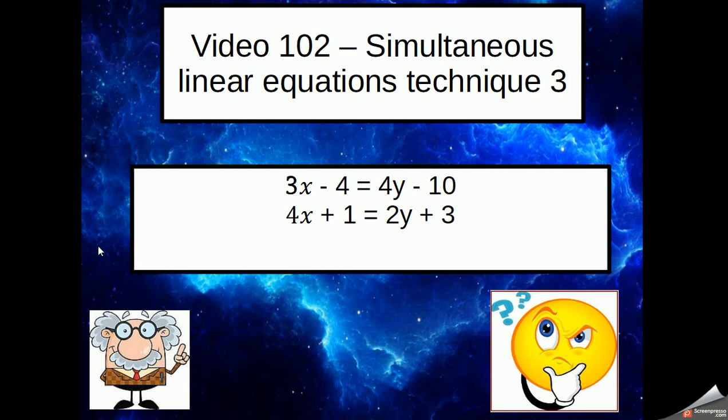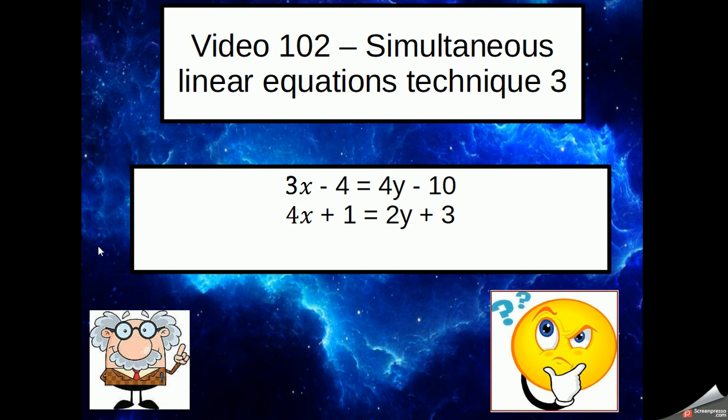It appeared in one of the previous videos, where we've got 3x minus 4 equals 4y minus 10, and 4x plus 1 equals 2y plus 3. And we are being told that these are simultaneous. And if you remember, what it means is the x's are the same value and the y's have the same value. So provided we know that, we can use simultaneous linear techniques.